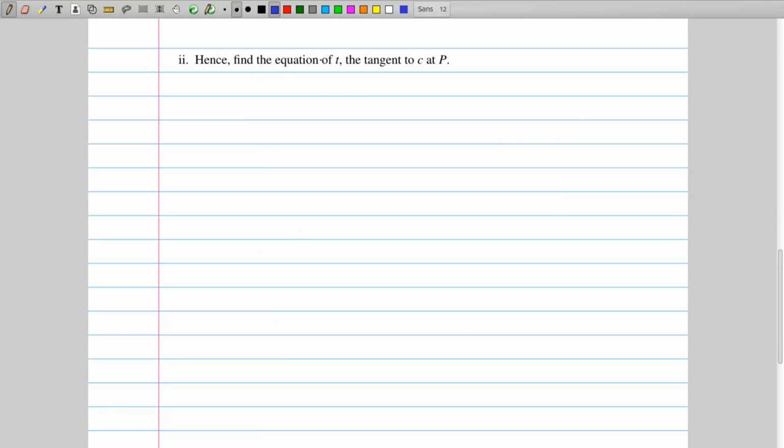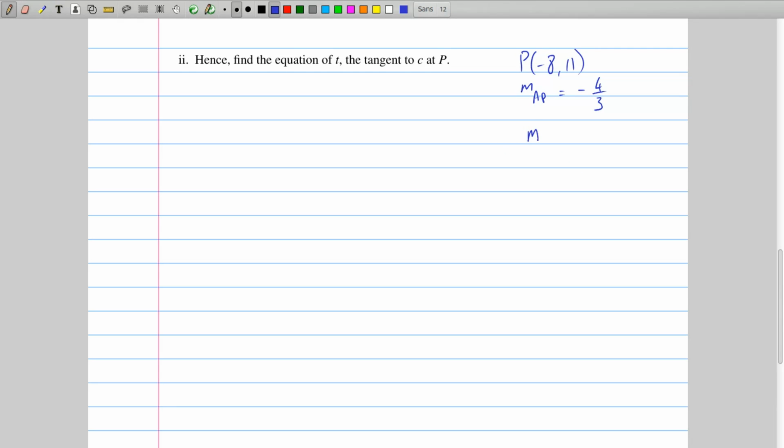The next part asks you to find the equation of t, which is the tangent to C at the point P. So we're going to need to remember P is minus 8, 11. From the last part we know that the slope of AP is minus 4 over 3. Now because this is a tangent at the point P, what you have to remember is the tangent and the radius at a particular point are perpendicular to each other. And you should also remember how to find the slopes of perpendicular lines.